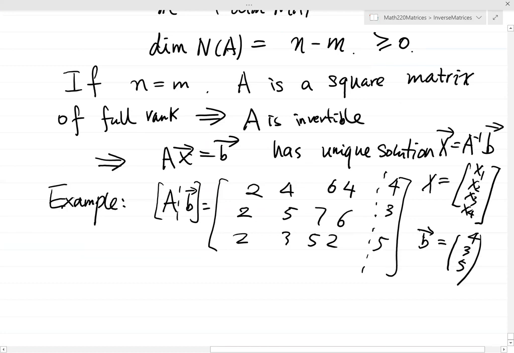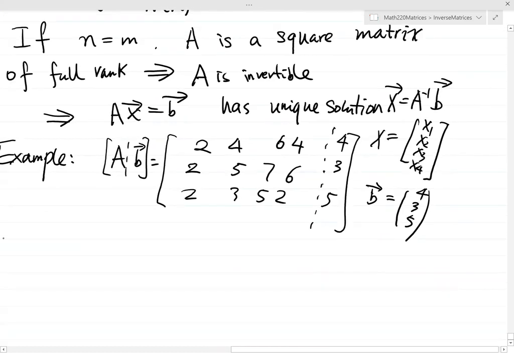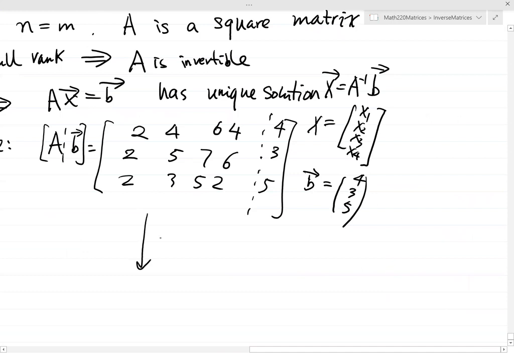Now we do the row operations, to use row operations to do elimination. Okay. So look at the first column, 2, 2, 2. We cancel the last 2 entries. So we use row 1, multiply by -1, and use that to cancel the first entry in row 2 and row 3.